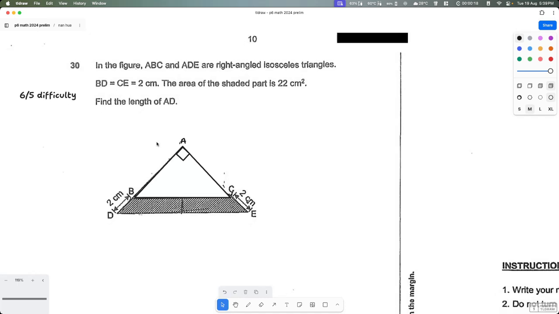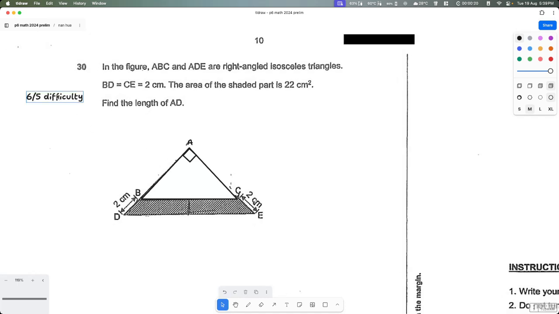Right, so question 30. I put here 6 out of 5 difficulty because, number one, to solve this in a better way, it's not in the primary school syllabus. So let me just share with you the question. In the figure, ABC and ADE are right angle isosceles triangles. So you see over here, isosceles means both sides are the same.